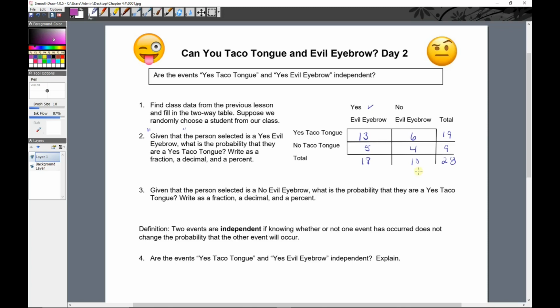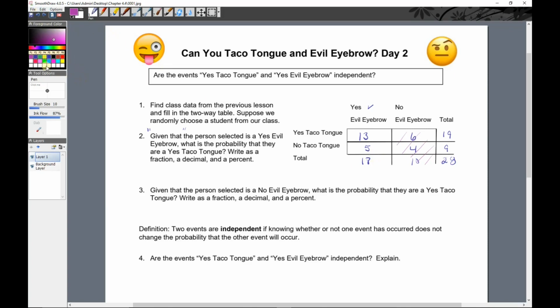It starts on number 2 with the phrase "given that." I've put them in quotes because that's an important phrase. It says, given that the person selected is a yes evil eyebrow. So I put a check there. Well, if that is the case, we do not have to concern ourselves with any of the no evil eyebrow, nor do we have to look at the grand total, because our new grand total is not 28, it's 18, because we're only concerning ourselves with people who can evil eyebrow.